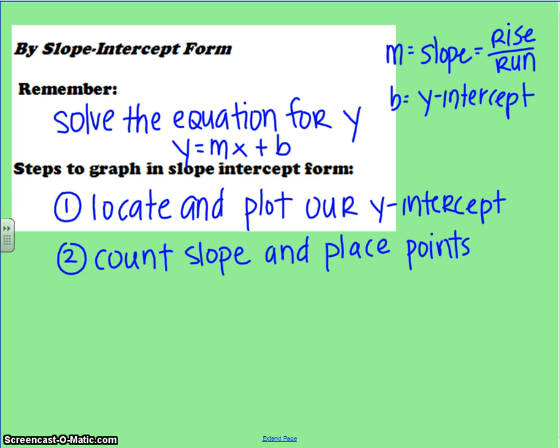And then our third step is our easiest step. We simply connect the dots, and they should be connecting in a straight line. And we can go ahead and stick some arrows on the end of that line so we can remember that our line is extending in both directions.